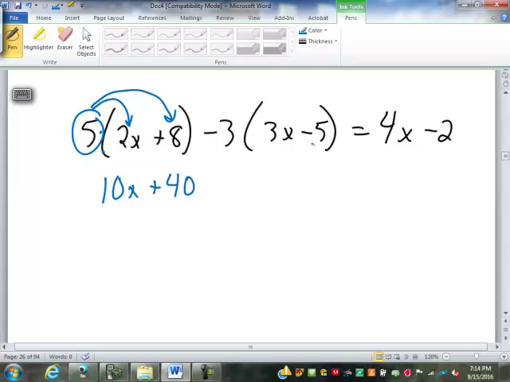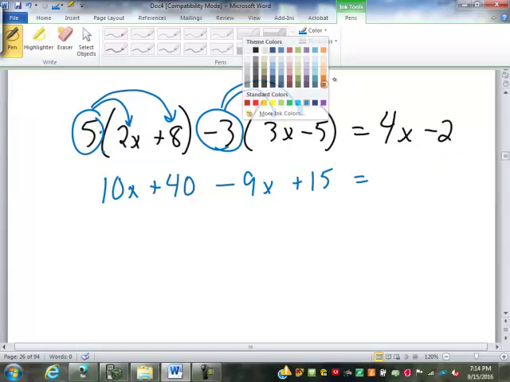Next parentheses, nothing to do inside, but I'm going to have to multiply them by, not 3, closer. Oh, I thought you just said 3 times. I didn't hear the negative. Sorry. Negative 3 times 3x is negative 9x. And then negative 3 times negative 5 is a positive 15.